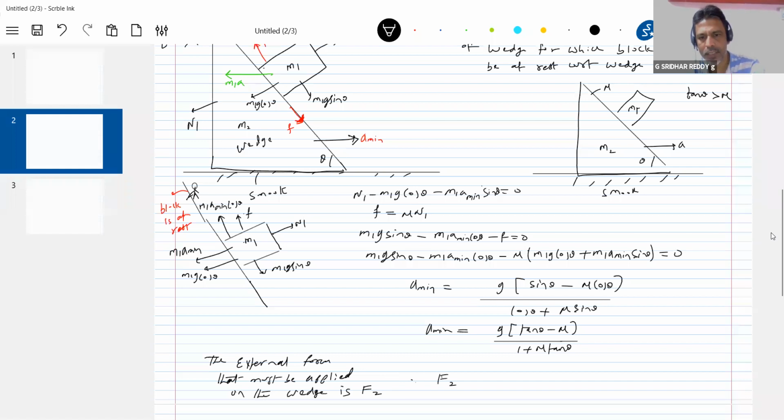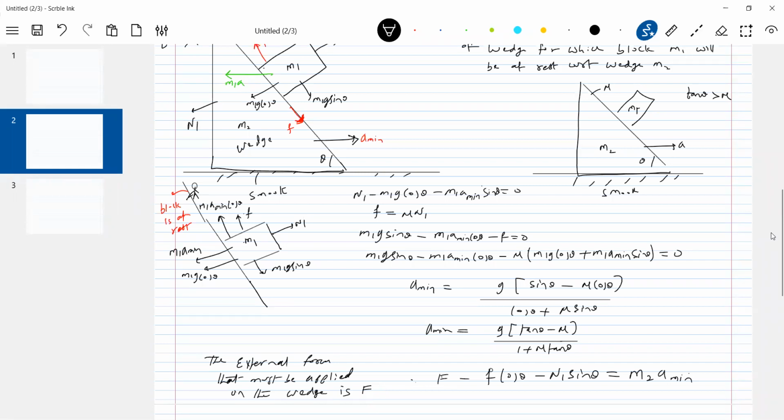Now let me write the equation. F2 minus F cos theta minus N1 sin theta equal to M2 A minimum. We have the value of A minimum. Do we know the value of N1? Yes. Do we have the value of friction? Yes, F equal to mu N1. Substituting that, we'll get the force I should apply on the wedge. Let me call it F.